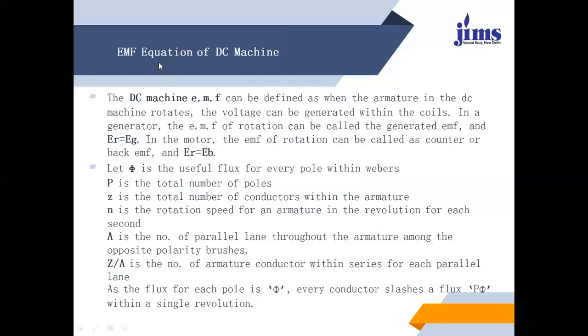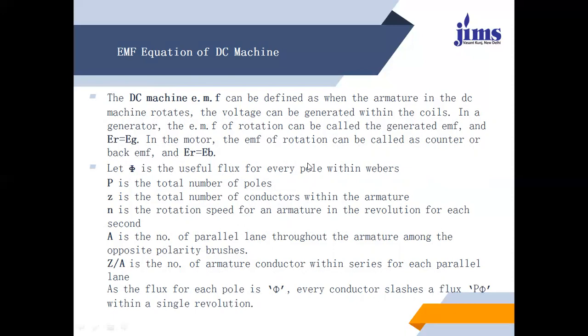Now, as we know about the different types of DC machines, we are discussing the EMF equation of the DC machine. That equation is applicable for the motor as well as the generator. When the armature in the DC machine rotates, a voltage is generated within the coil. In a generator, the EMF of rotation is called the generated EMF, and ER equals EG. In a motor, the EMF of rotation is called the counter or back EMF, and ER equals EB.